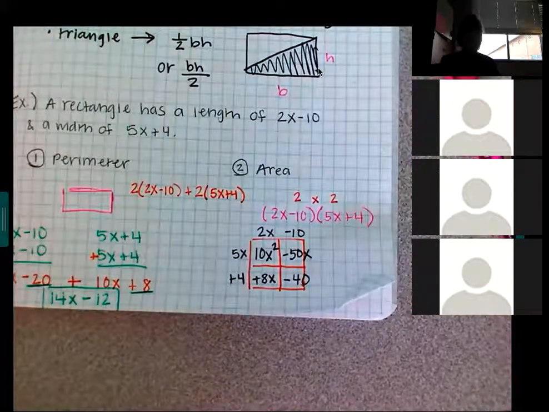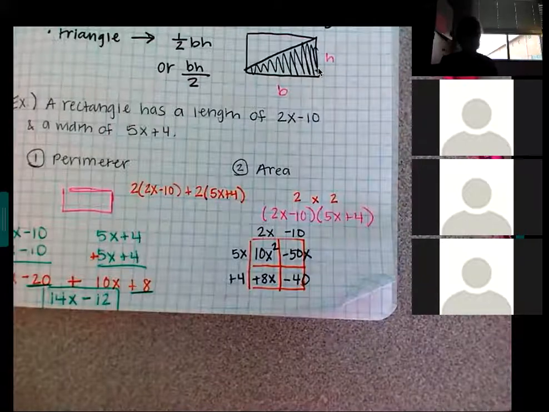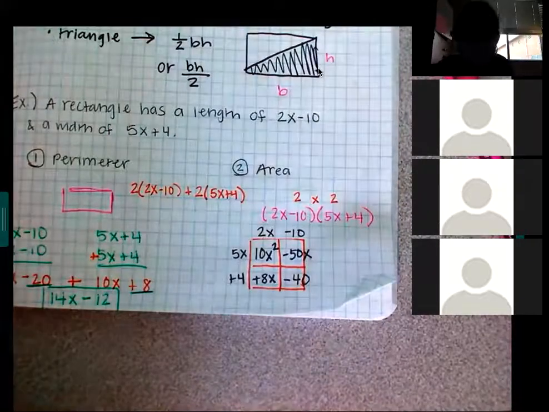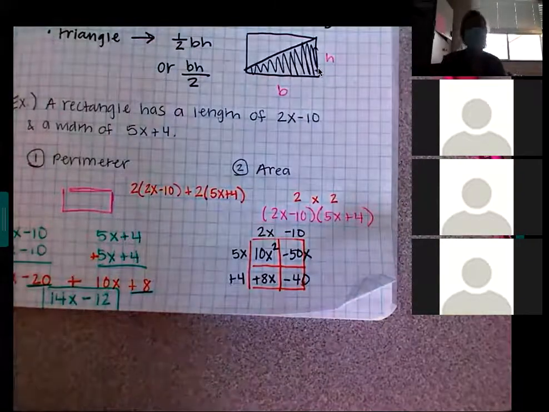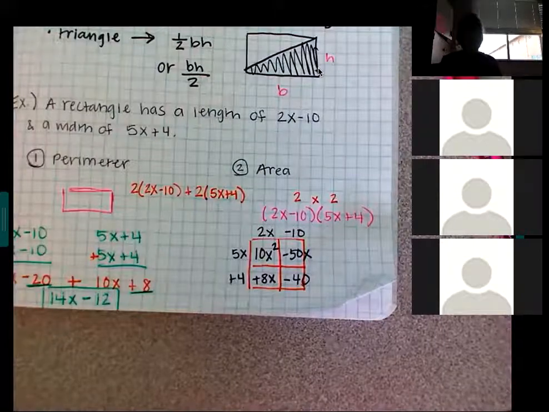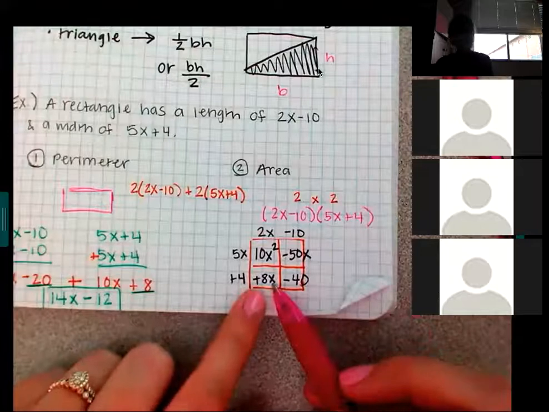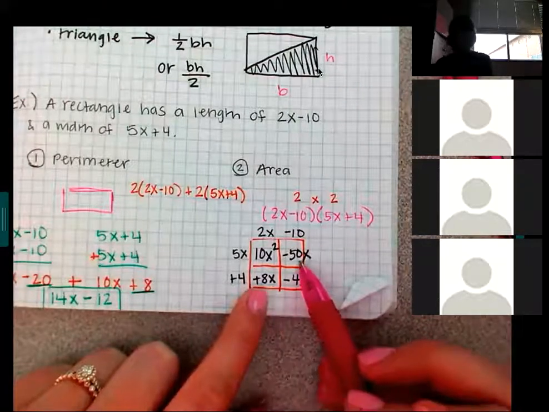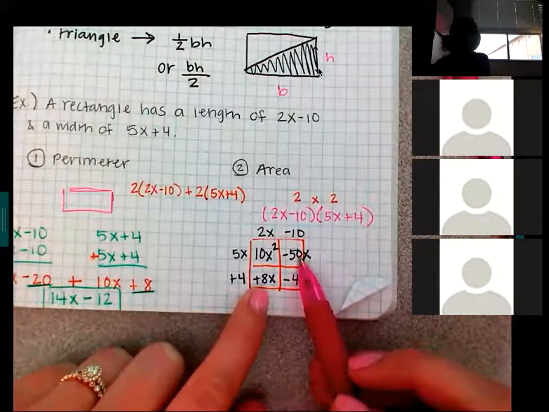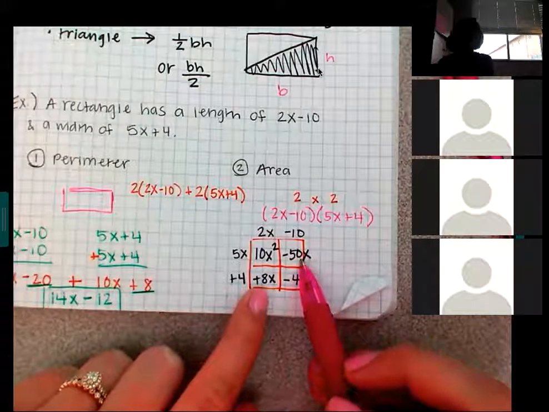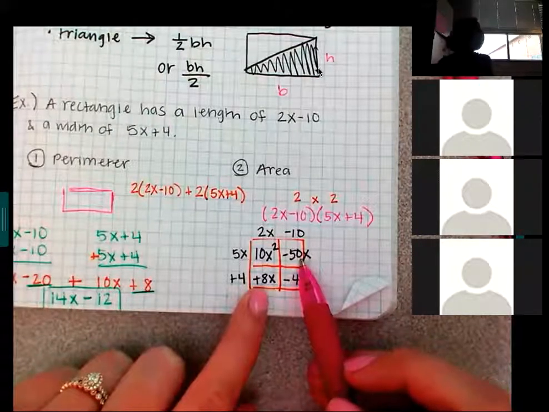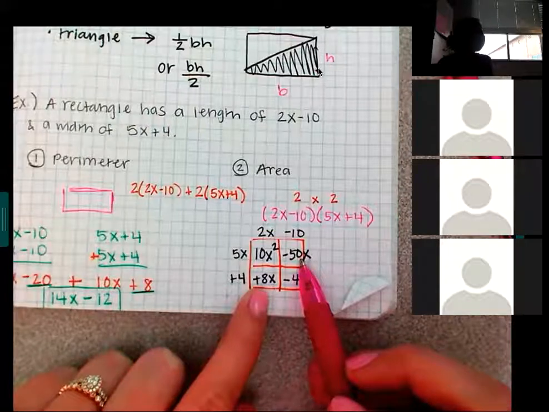You are multiplying, not adding. Whenever you do a box, you are multiplying. So what can we combine, y'all? The x's. Okay, so everybody look. 8x is positive. 50x is negative, which means they are different. So let's try this again. Count it back in your head. What is 50 take away 8?